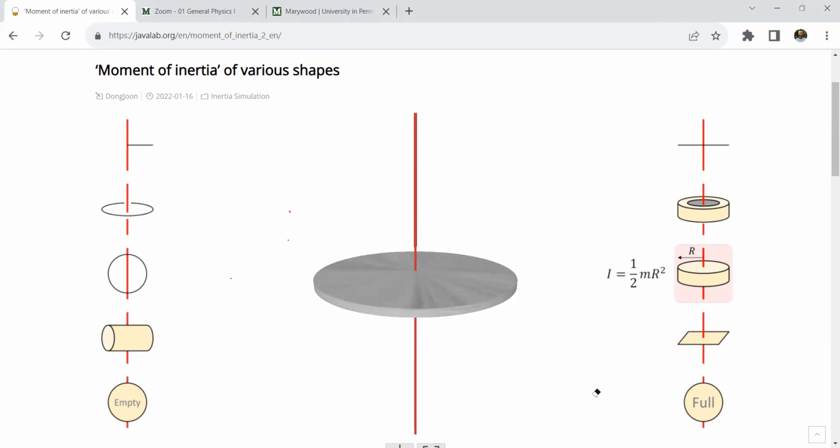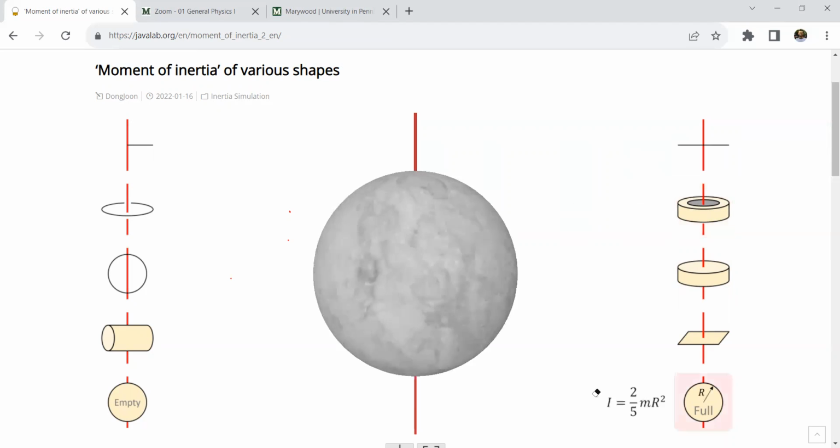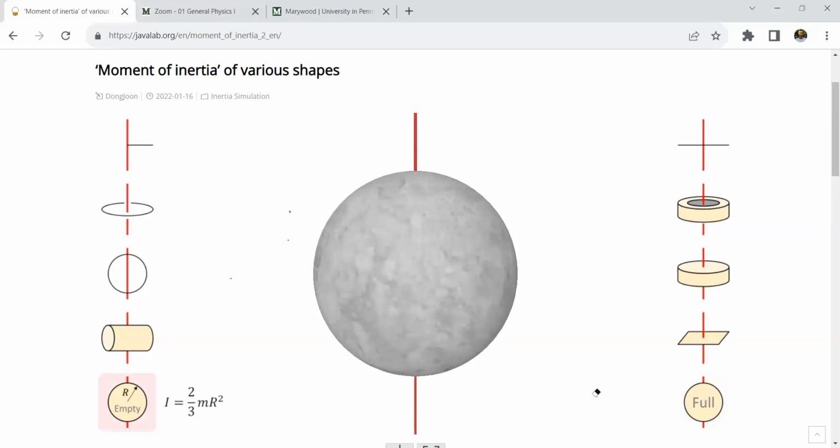Now if you have a hollow cylinder, something like this, you see it is different. It depends on the inner and outer radius. Another thing I want to show you is, for example, a spherical object. For a solid sphere rotating about its center, the moment of inertia is 2/5 M R square. But if it is hollow, you see that it is different.